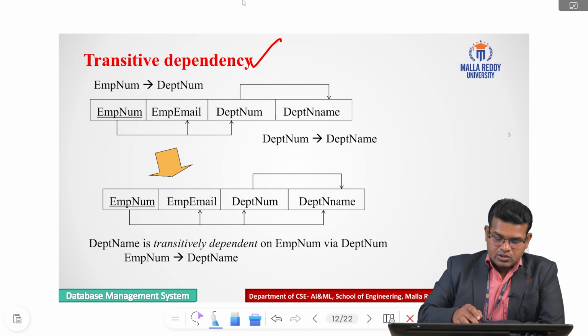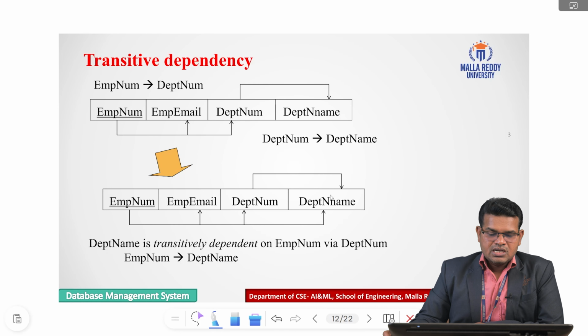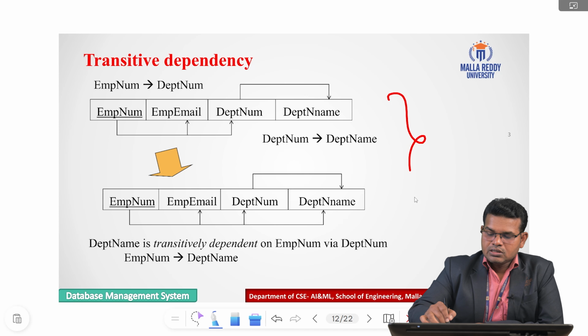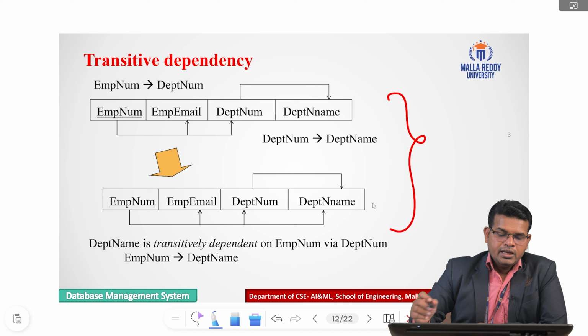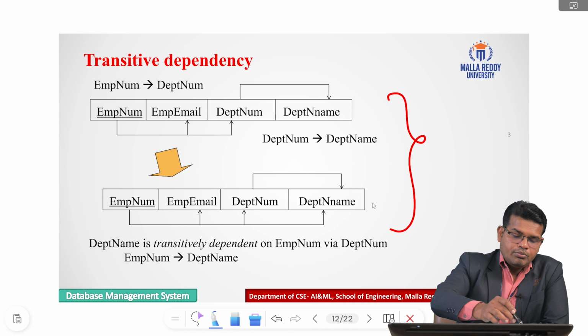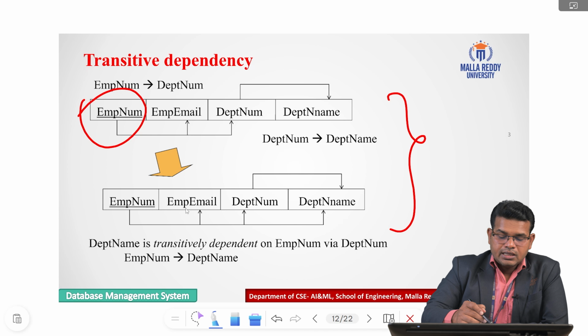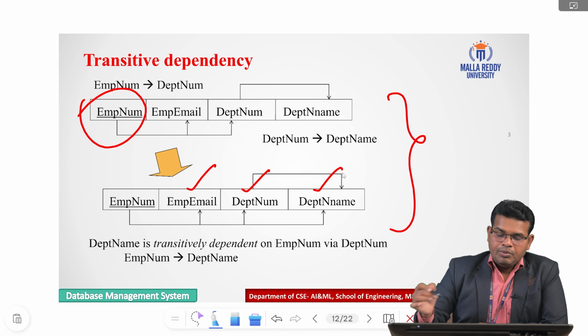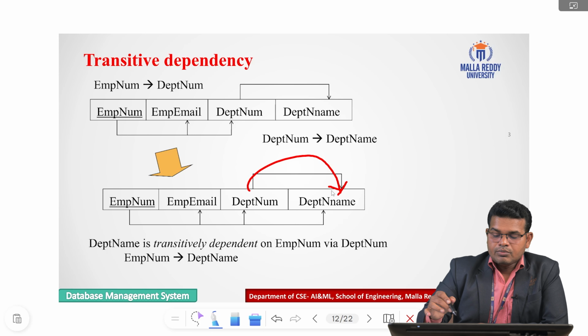The second kind of dependency we thought of discussing is transitive dependency. What is transitive dependency? We can understand by using this example. Here we are taking the employee table example: employee number, employee email, department number and department name. Here, employee number is the candidate key, that is the key attribute. Employee number determines all other attributes, that is employee email, department number, department name. And department number, if you observe, is separately determining the department name.